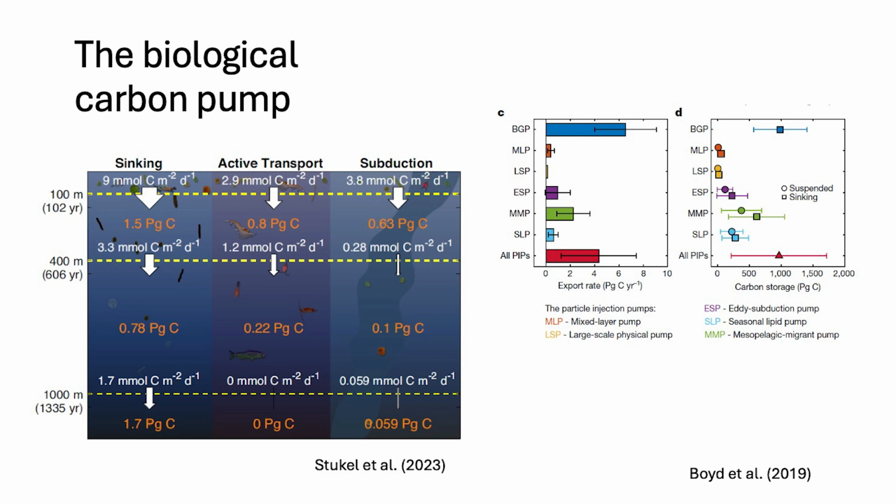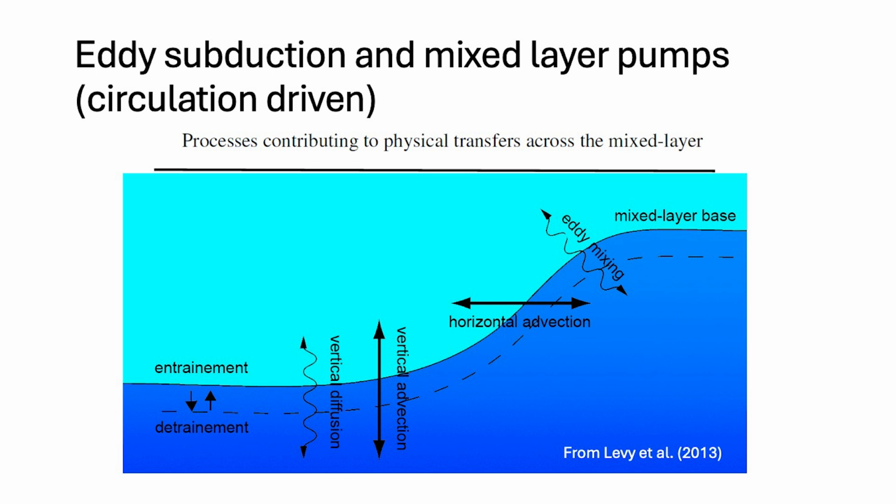So in this graph, the orange numbers are the amount of carbon that's actually sequestered due to each of these pathways, and so we see that when we talk about sequestration, sinking is really the most important, but with active transport by the vertical migrants becoming second most important, because those organisms are respiring their carbon at usually depths on the order of between 300 and 600 meters.